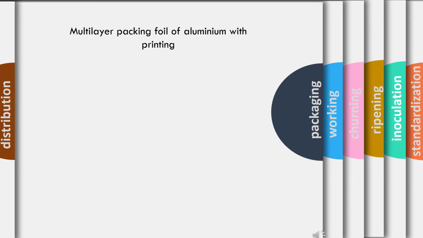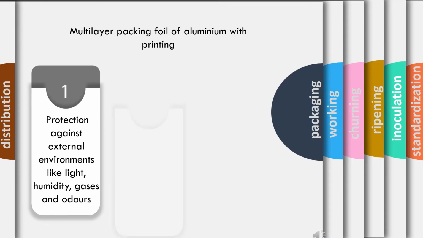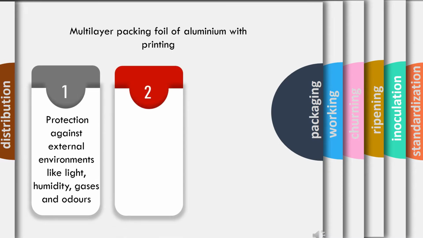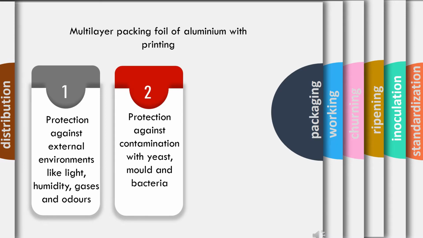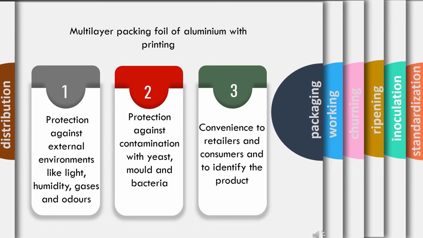Meanwhile, salt and permitted coloring substance can be used for the color and taste of the butter. Finally, when the butter is ready, we can use multi-layer packing foil of aluminium with printing to wrap the butter. It can protect the butter from external environments like light, humidity, gases, and odors.